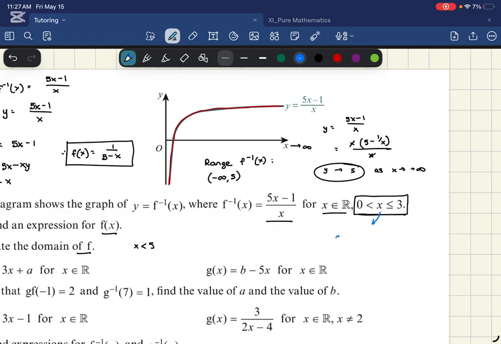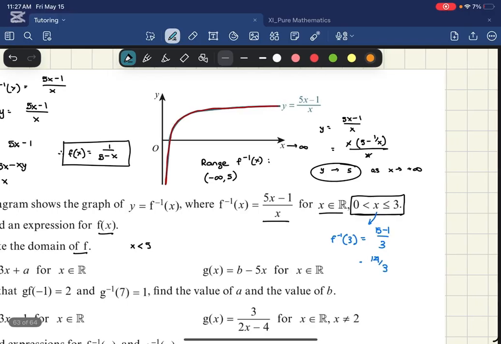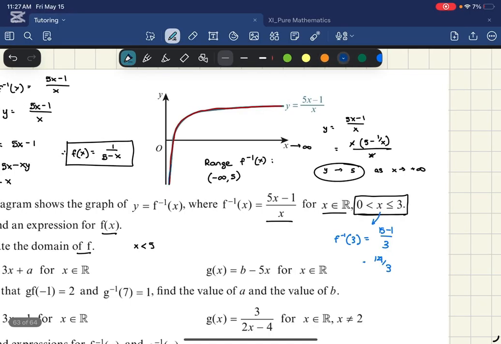So now f inverse cannot be 0, but f inverse of 3 is (5 times 3 minus 1) by 3, so 14 by 3, and bigger than 0, right? So you can't plug in 0 into your inverse function, right? So your graph is actually restricted. It goes here, and then it goes up until x is equal to 3.